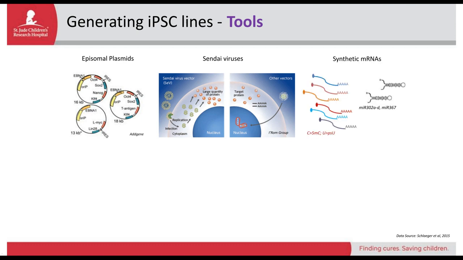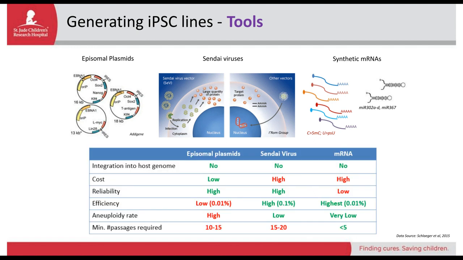And the third method, which is my personal favorite, is using synthetic modified mRNAs, which code for the reprogramming factors. These mRNAs are modified, as shown here, to not trigger the cell's innate cellular immune response, which can affect the stability of the mRNA and translation efficiency. So the modification makes sure that the mRNA is stable and is able to undergo translation efficiently. And here's a table summarizing some of the pros and cons of each of these methods.